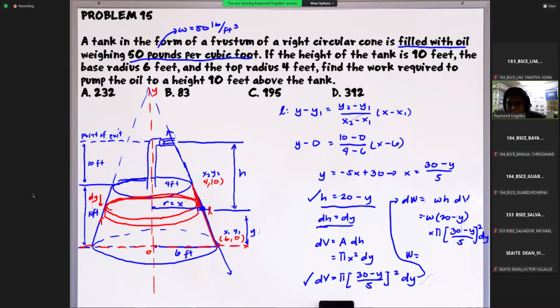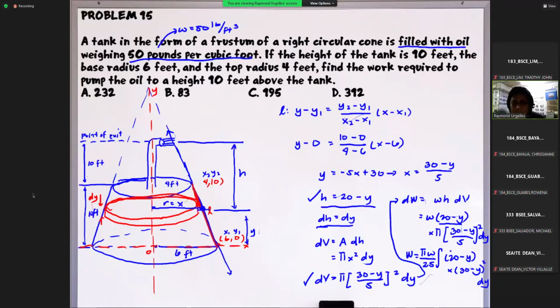Factor out ko yung mga constant natin. We have pi omega divided by 5 squared, which is 25. That's also constant. Then this will be the integral of, ang matitira sa atin is yung 20 minus y multiplied by 30 minus y, this quantity squared, tapos meron tayo ditong dy.